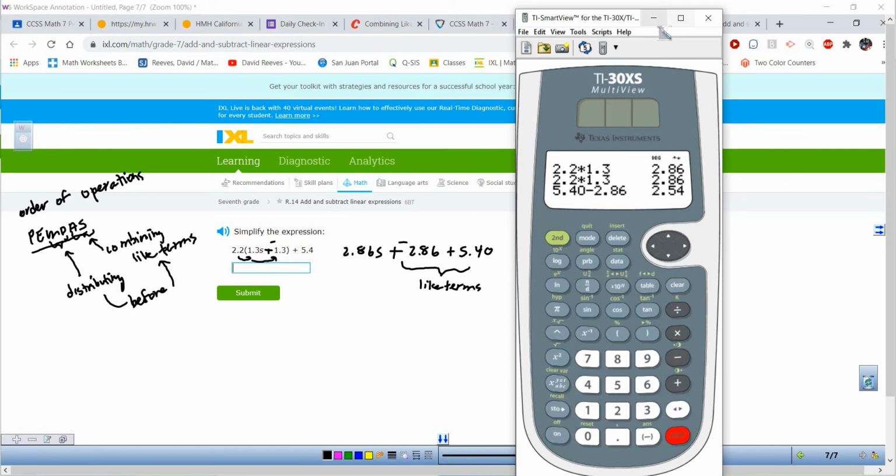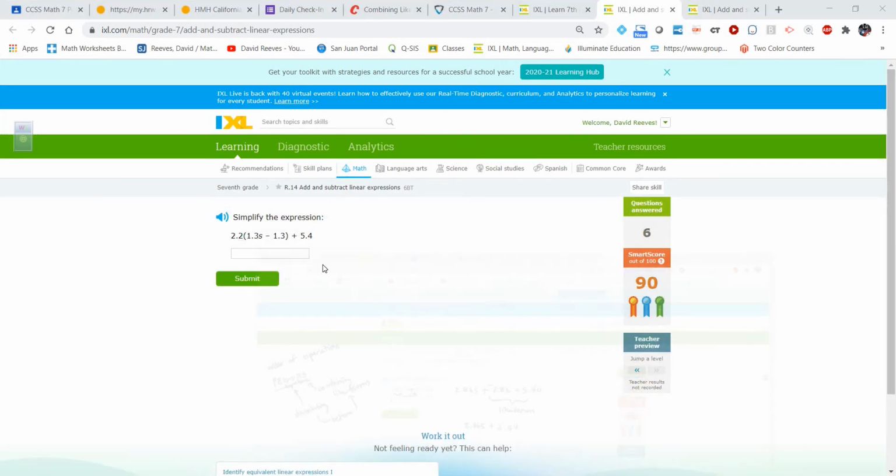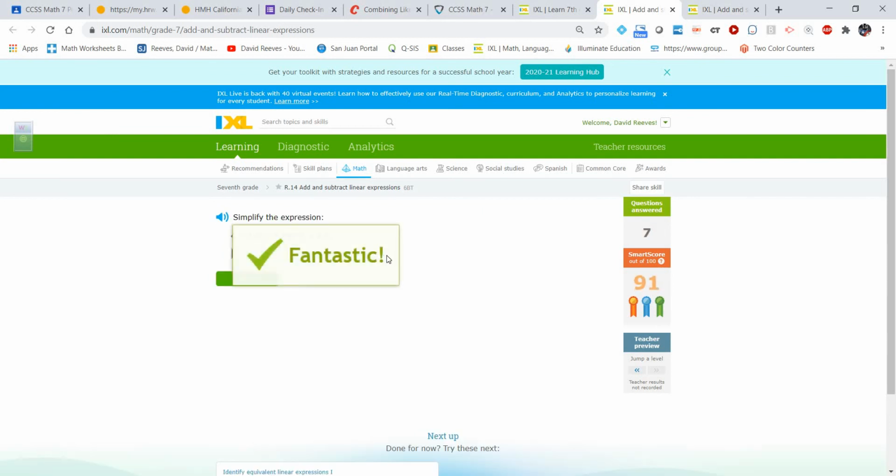I get 2.54. So this part right here is 2.54, and this part here was 2.86s. All right, so 2.86s plus 2.54. Survey says fantastic. All right.